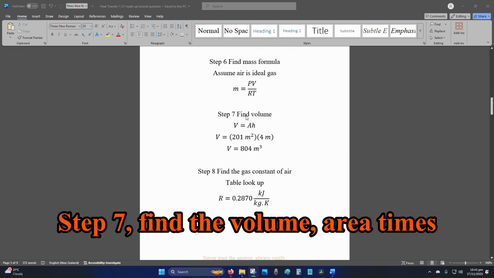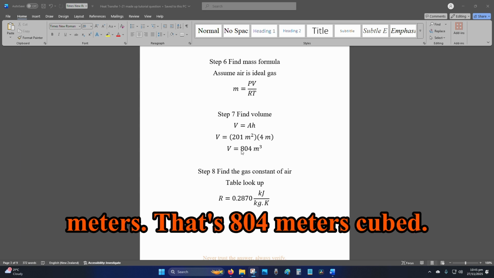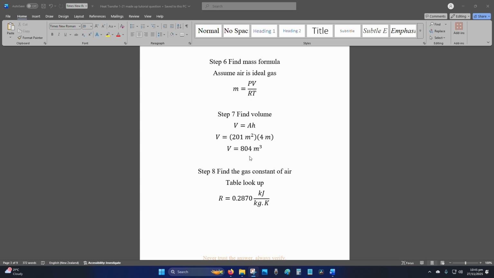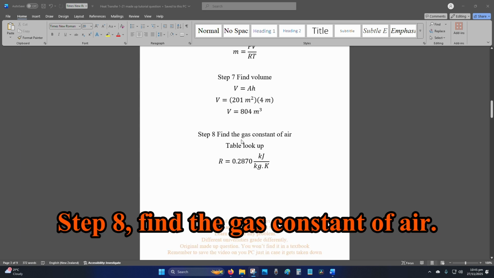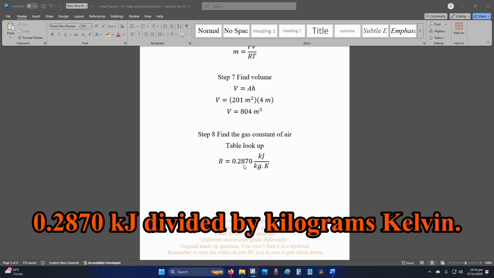Step 7, find the volume, area times height. So this is your area, 201 meters squared multiplied by 4 meters, that's 804 meters cubed. Step 8, find the gas constant of air, look it up in your table. So that's 0.2870 kilojoules per kilogram Kelvin.